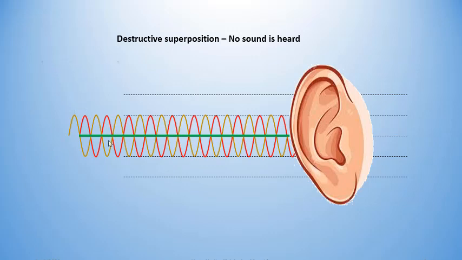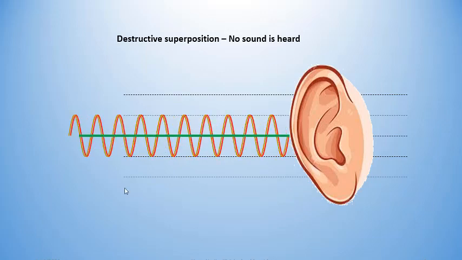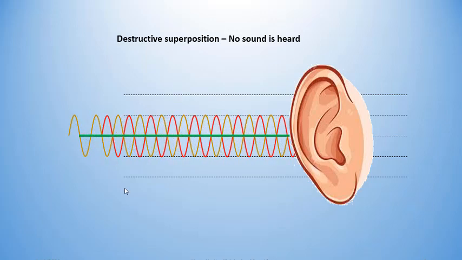Now, no sound is heard. If we want to again find the next position where no sound is heard by the ear, this one should replace this one. Let's see. In this case, what is the distance traveled by the second source? Delta equals lambda from here to here plus half of lambda.